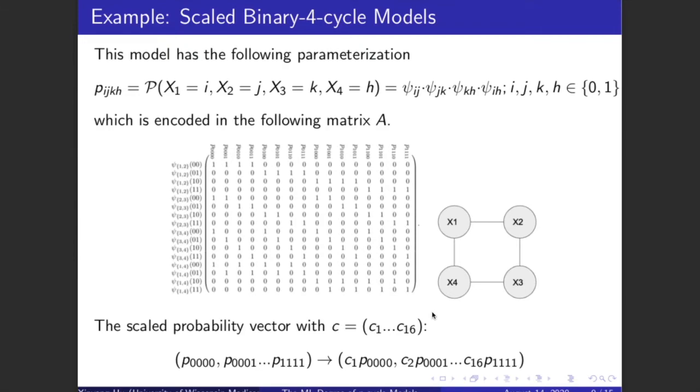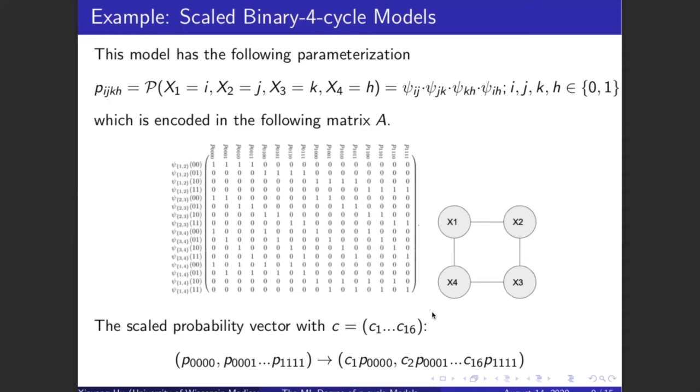Next, let's see an example when n equals 4. There are 4 random variables x1 through x4, each of which has 0 and 1 as the possible outcomes. The edges are used to indicate the conditional independence. As we can see, x1 and x3 are independent given x2 and x4. x2 and x4 are independent given x1 and x3.